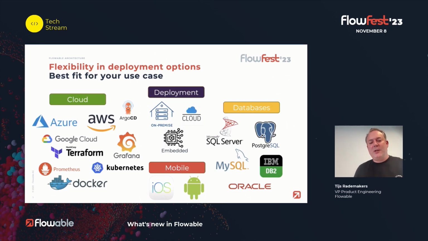And the same strategy we also now use for the cloud, where we don't predefine if you want to run on Azure, on AWS, on Google Cloud. We support that. We support Docker, Kubernetes, and all kinds of additional technologies like Terraform, Prometheus, Grafana, Argo CD. And so that's where we don't want to predefine what you are using, but you can choose what fits best with your environment, and Flowable will fit in there.